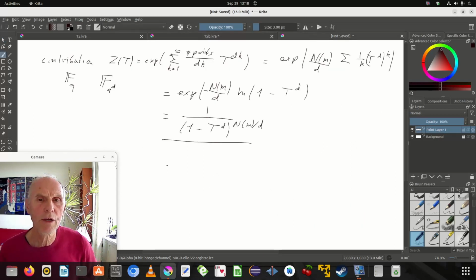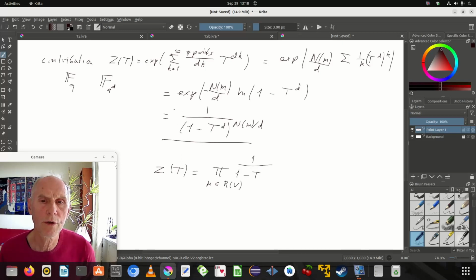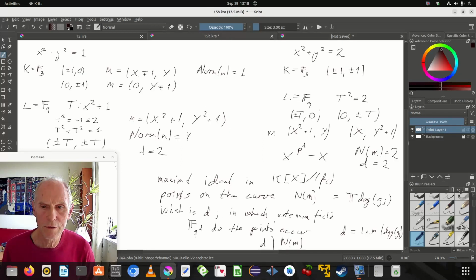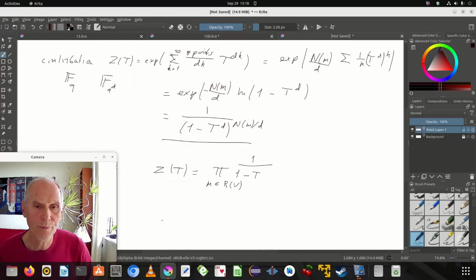So we should make a product over all the ideals. The total zeta function is a product over maximal ideals in the function ring of 1 minus t to the d. That was what d was: the least common multiple of the degrees. We just write d. So the norm of m divided by d. There we go.